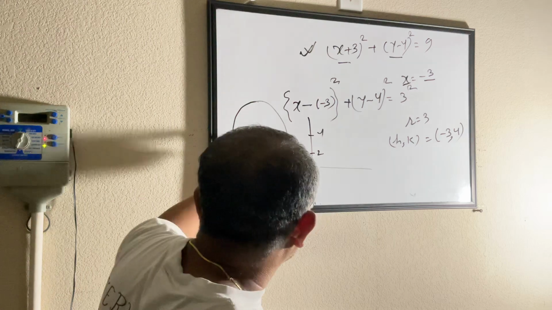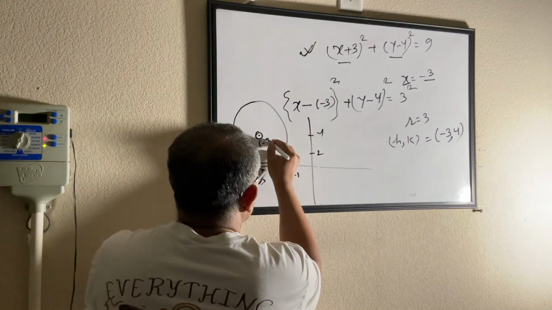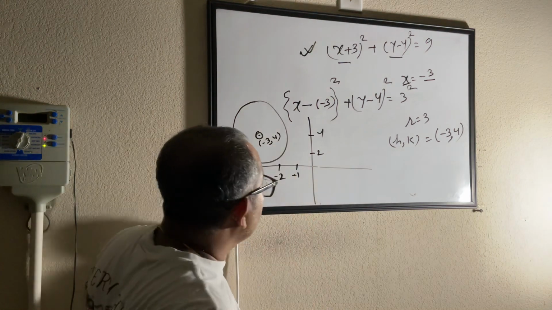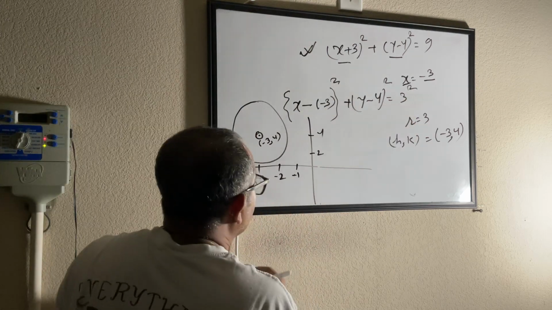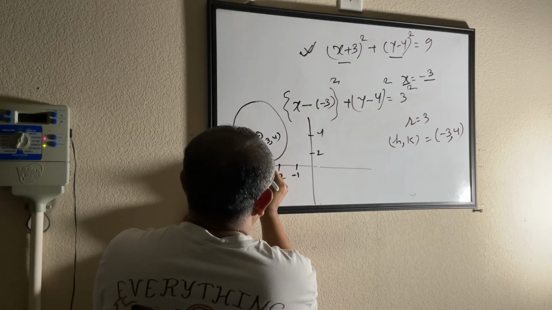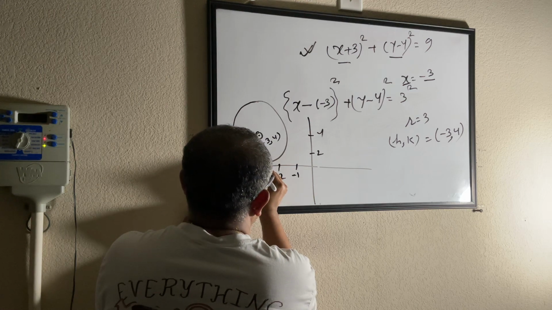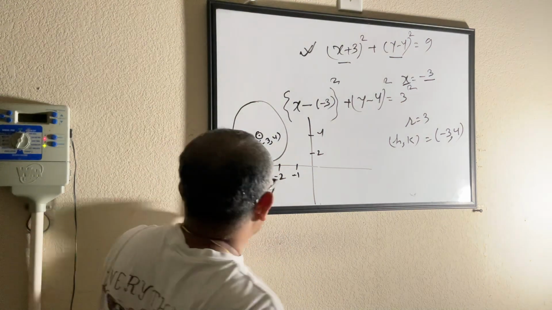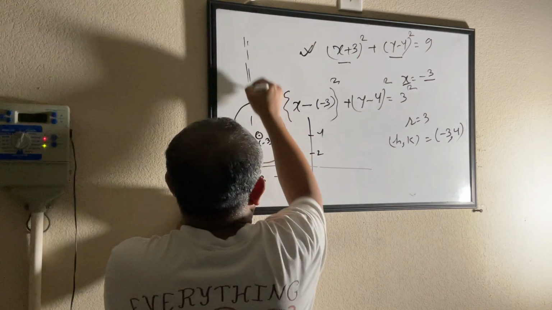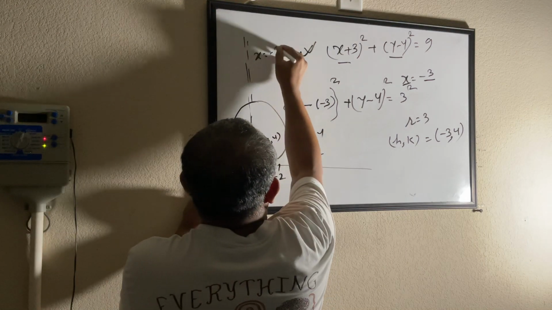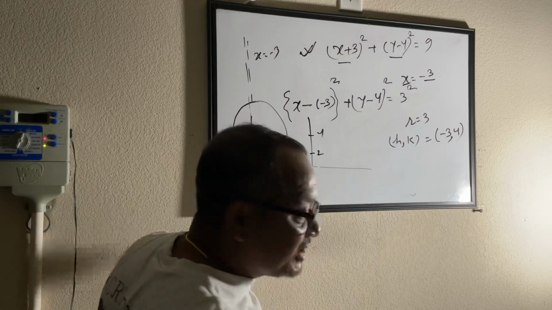So this is your center, minus 3, comma 4. It says one of the points has x coordinate as minus 3. So we are talking about the point here. Draw a line which is x equal to minus 3. This is a line x equal to minus 3.